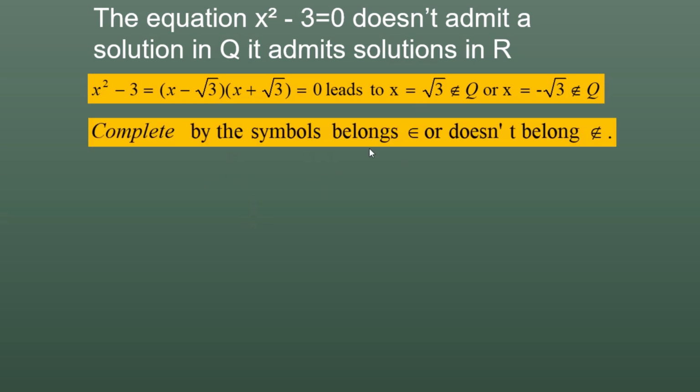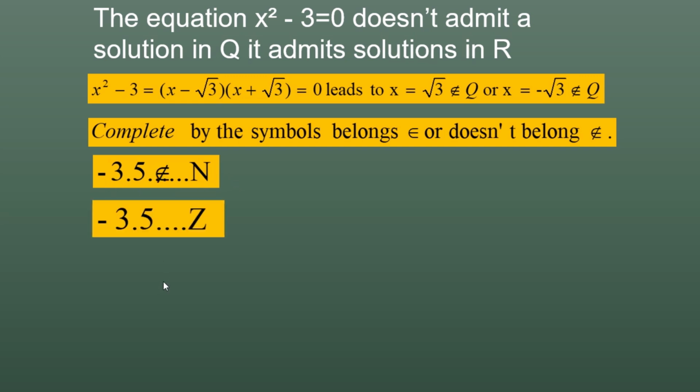Complete with the symbols belongs or does not belong. Minus 3.5 belongs to N or doesn't belong to N? Minus 3.5 doesn't belong to N because minus 3.5 is a decimal number. Minus 3.5 belongs to Z or doesn't belong to Z? Doesn't belong to Z. Minus 3.5 belongs to D or doesn't belong to D? Belongs to D.